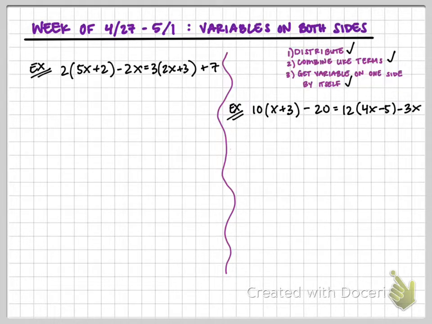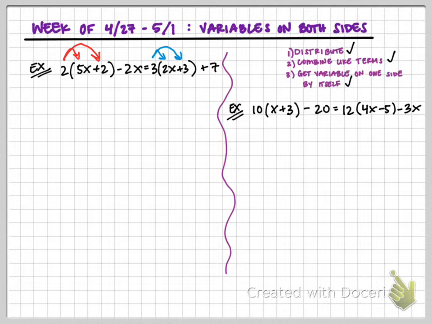All right, last set of examples. This is just kind of everything put together. So, first one, 2 times the quantity of 5x plus 2 minus 2x equals 3 times the quantity of 2x plus 3 plus 7. Step 1, is there anything I can distribute? Definitely. I'll start off with a 2, and then I will go ahead and distribute the 3.